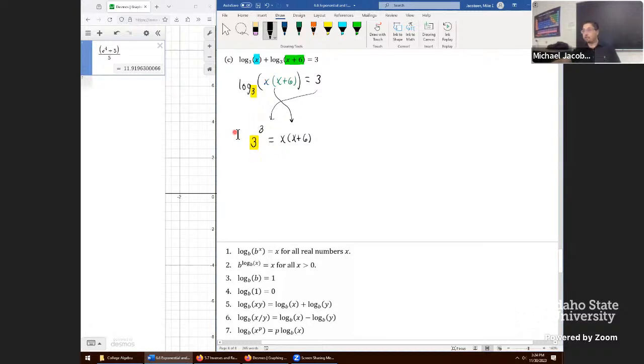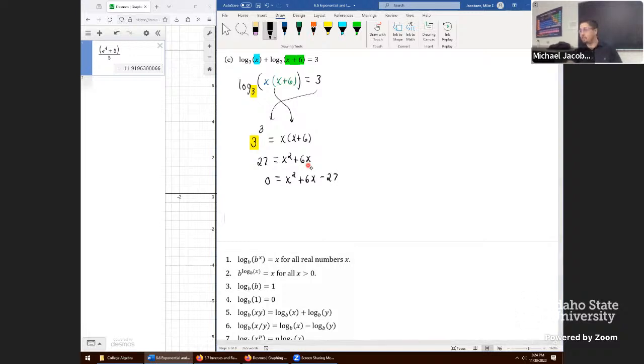At this stage, we have a quadratic equation. 3 to the power 3 is 27. Distribute x into the right-hand side, and we've got x squared plus 6x. And this is one where isolating x squared is not going to work. 6x is the problem. We need 0 on one side. We'll try for a factorization and quadratic formula if it's necessary. So 0 is now equal to x squared plus 6x minus 27.